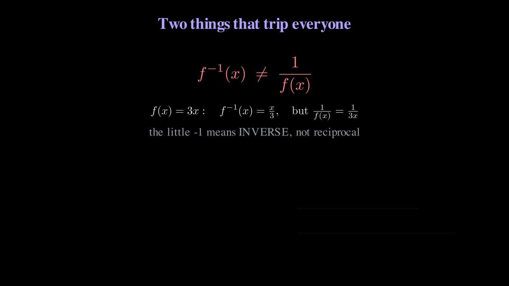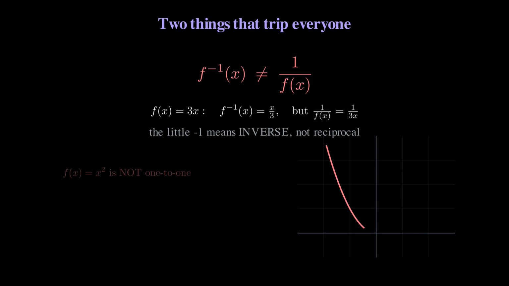Second, and deeper. Not every function even has an inverse. To be reversible, a function must be 1-to-1. Each output must come from exactly one input. The horizontal line test from the function's video. A full parabola fails it. The height 4 comes from both plus 2 and minus 2, so the undo wouldn't know which to return.